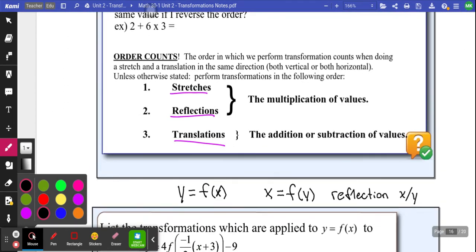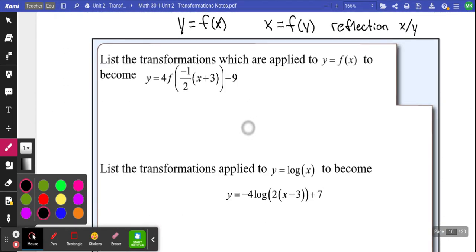Okay. Writing out transformations. You must write them properly. We have to use the proper terminology. You can't just be saying like it goes up, it goes down. That's not going to work. So let's start with our stretches and reflections. I'm just going to start by dissecting this a value.